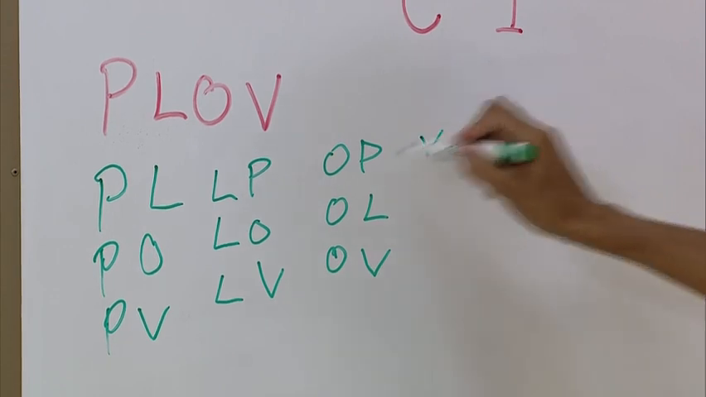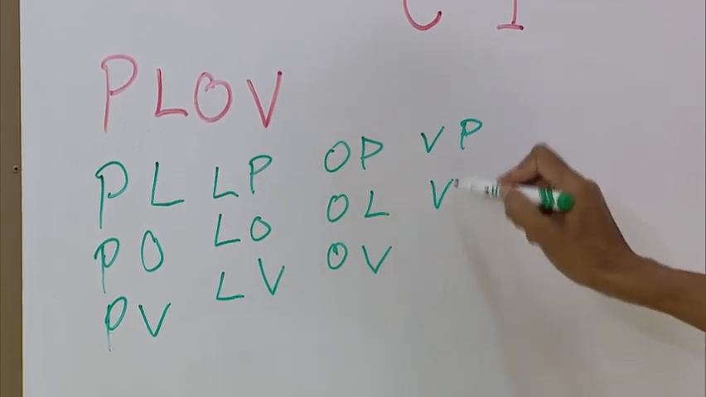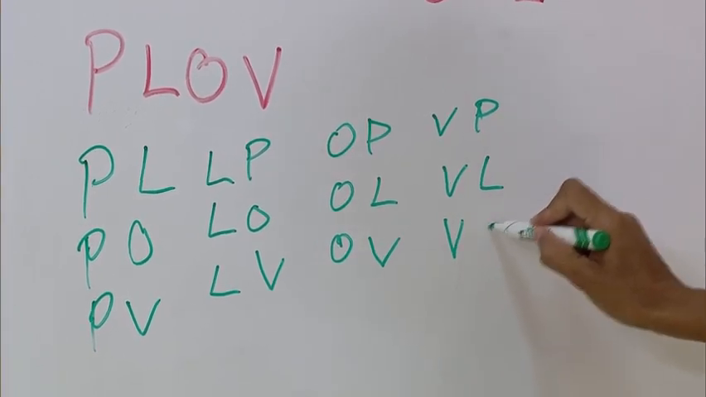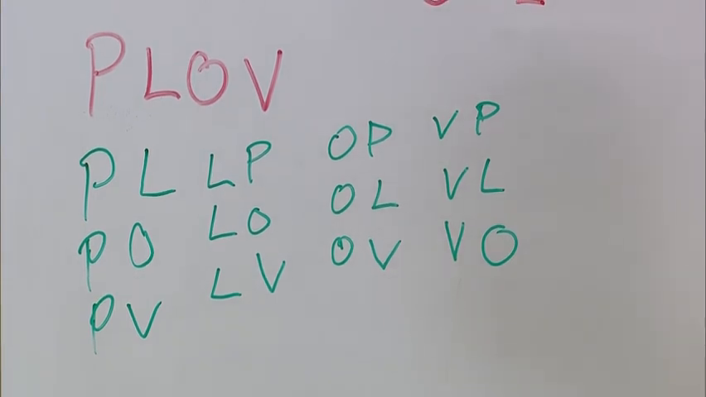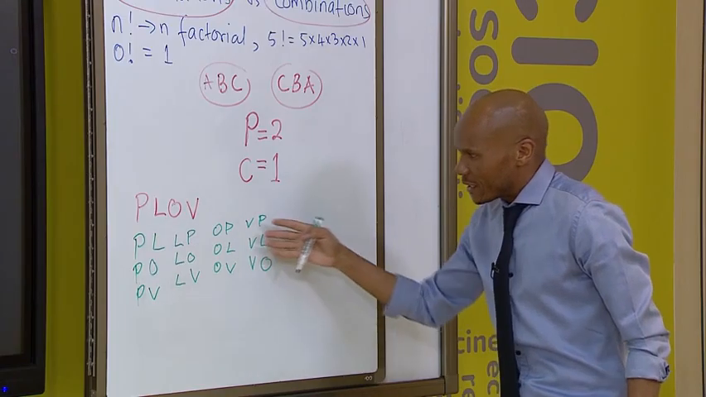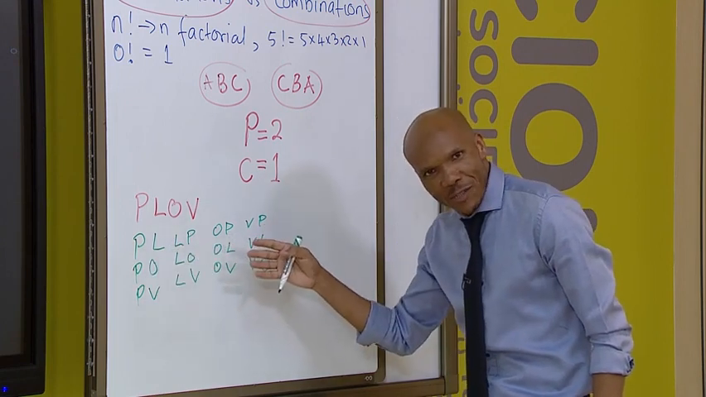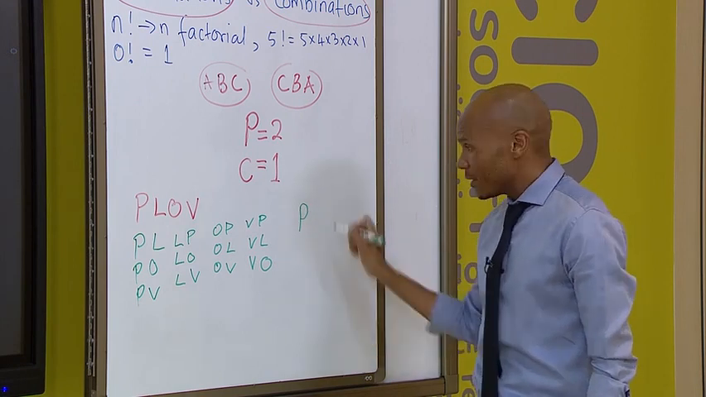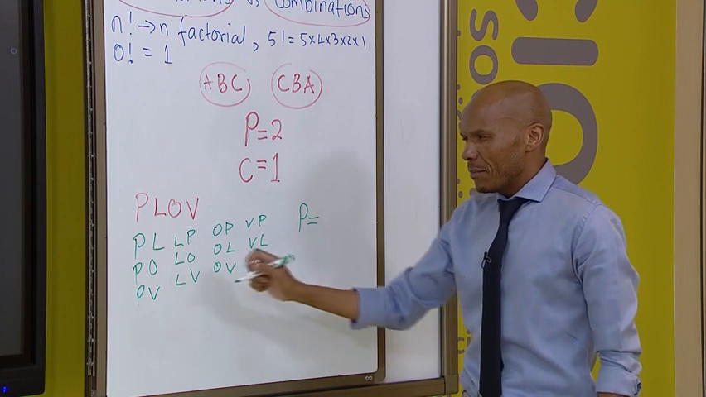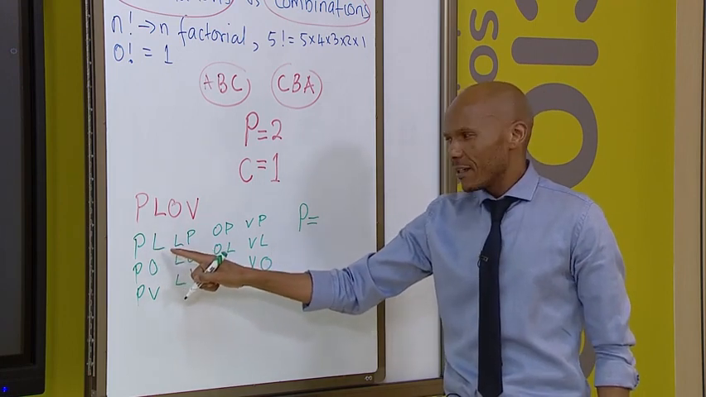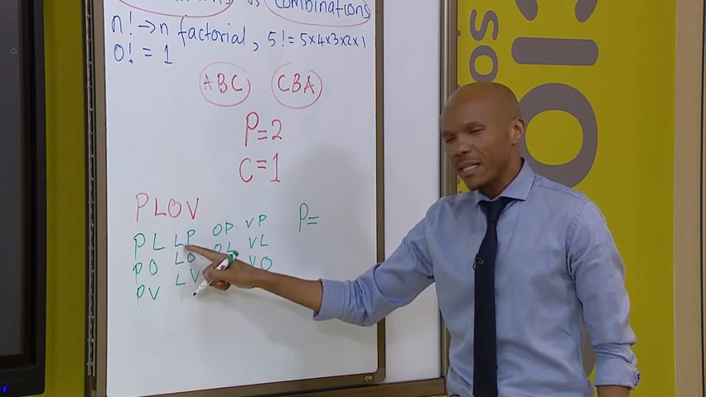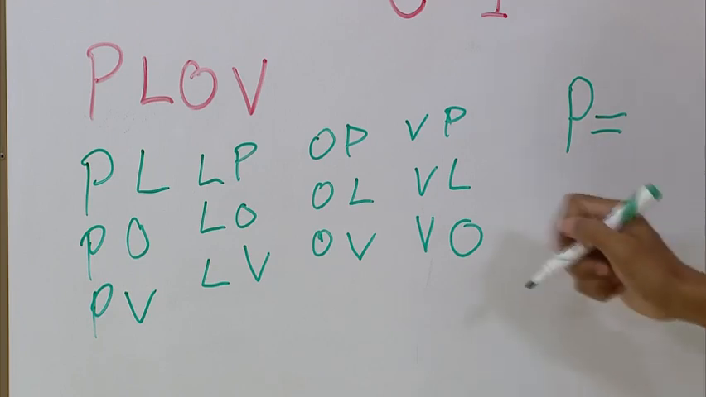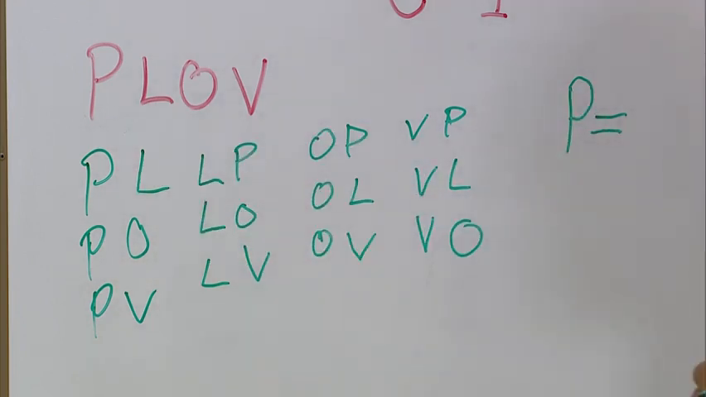And you can have VP, you can have VL and VO. All right, so in this case, you see the arrangement, how many arrangements do we have? We've got 12 arrangements. And this is your permutation, because there are 12 arrangements. But you'd say you have PL and LP. PL and LP are different, are 2 arrangements. They are arranged differently. Okay, so we have 12 arrangements that are totally different.